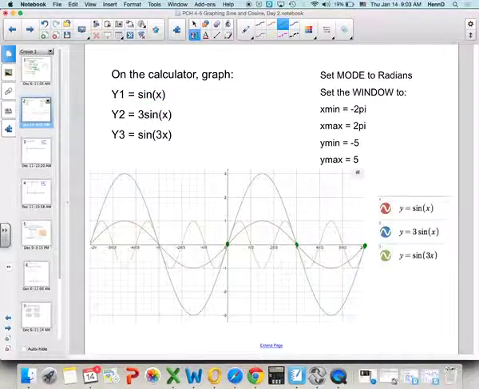Now, this third one, however, what's happened to that? Horizontal shrink. Horizontally shrunk. So now the period equals what? Period 1/3 of 2 pi, so 2 pi over 3. And if you look at the green one here, it's completed an entire period in 2 pi over 3. Okay?